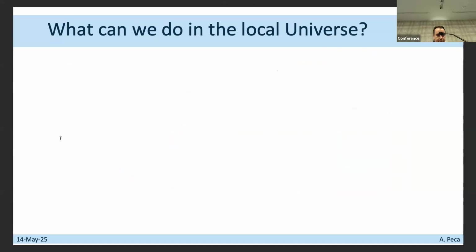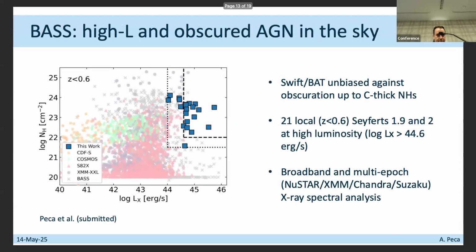But how can this be related to the local universe? We are now in the JWST era, and JWST very high redshift sources are just unmatched by current X-ray observatories. We just cannot do it. We have some examples, but if we are talking about population studies, we cannot do it. So our idea was, let's try to find some local analogs to understand better how these objects work.